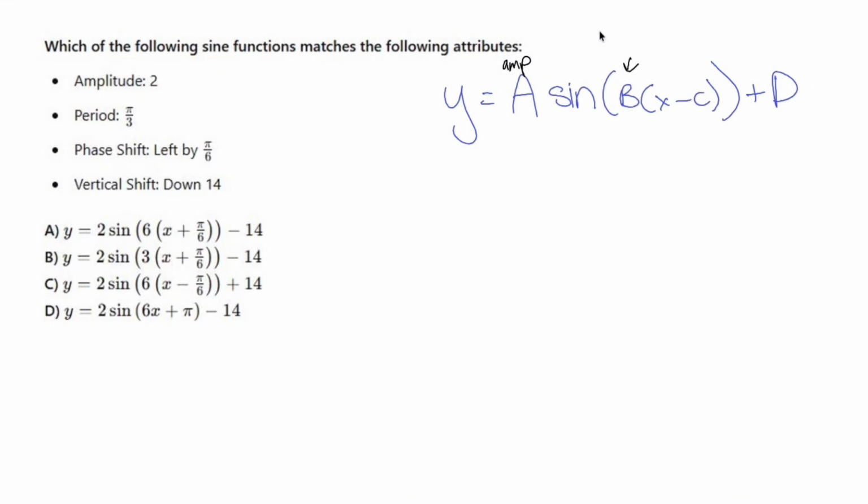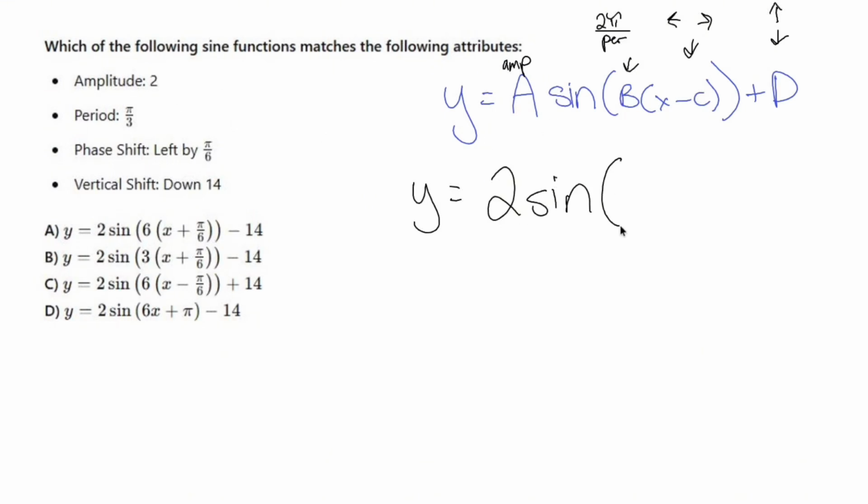B is my frequency, which is 2 pi over the period. C is going to be my phase shift, in other words, my horizontal translation. So this is the left or right part. And D is going to be the midline or the vertical translation, so up or down. Okay, so let's build this guy. Y equals amplitude of 2, A is 2. Sine is sine, close it.